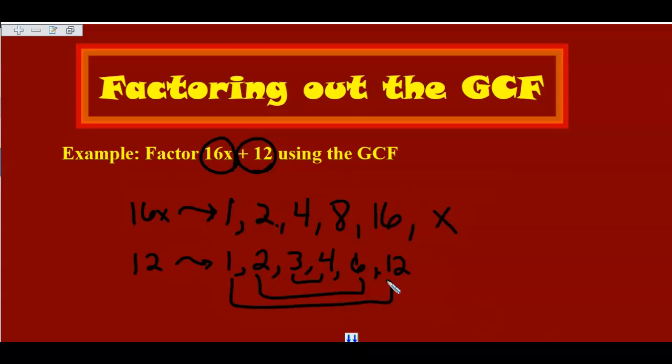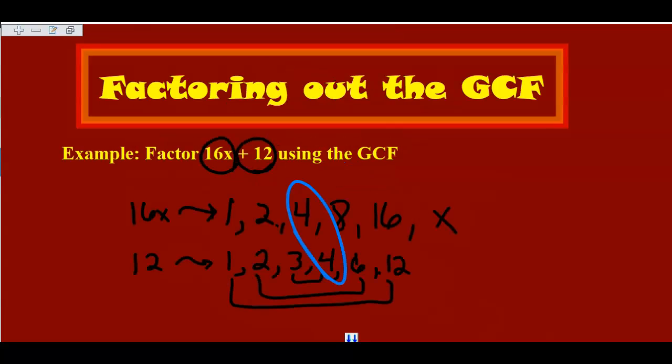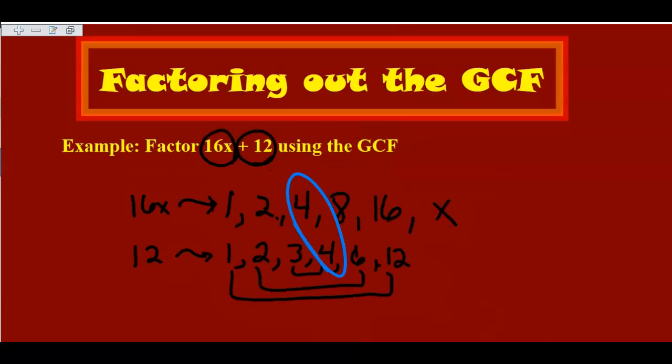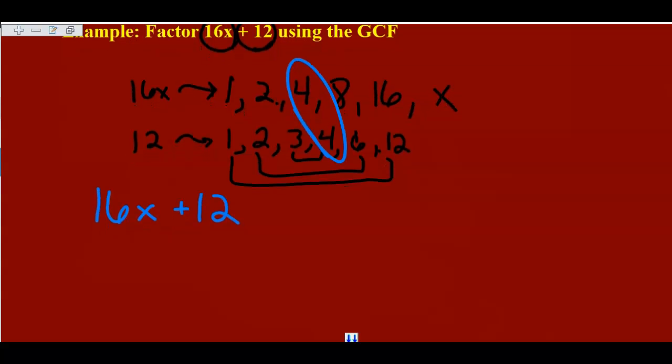Okay. Now to find the greatest common factor, we're looking at these lists and we're identifying the number that's the largest in both of these. In this example, it's 4. 4 is in both 16x and 12. What that means is when we are factoring this expression, we're going to pull out a 4 or divide both terms by 4. So once again, we have 16x plus 12. We have found out that the greatest common factor is 4. That's the biggest number that we can divide them both by. So we're going to take that out.